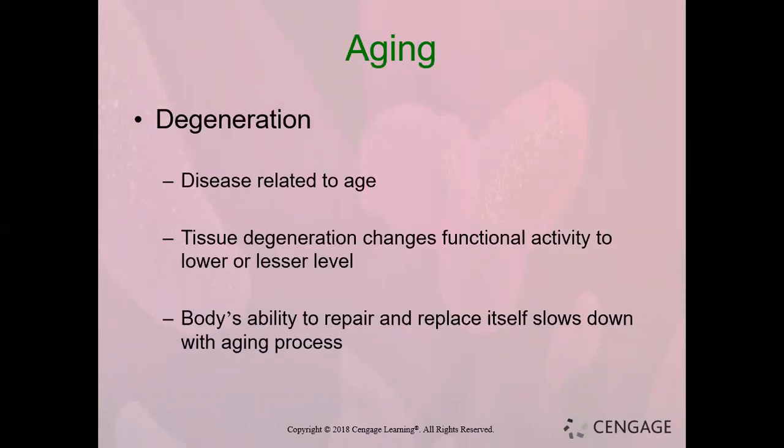Aging, so it's just a degeneration as we age. There are different diseases related to age. We get tissue degeneration, which changes our functional activity to lower or lesser levels, and the body's ability to repair and replace itself slows down with the aging process.